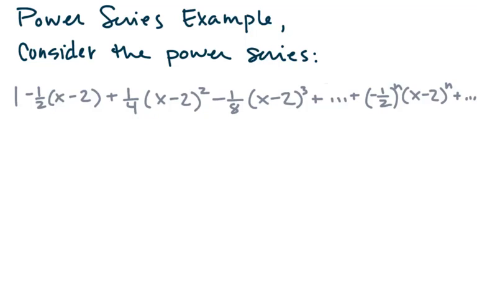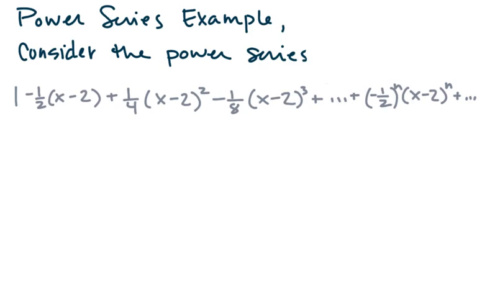So we're going to do a power series example. We're going to consider this power series that's already written out for us. So 1 minus 1/2 times (x minus 2), and you can think about that as being to an invisible 1 power, plus 1/4, which is 2 squared, (x minus 2) to the second power, minus 1/8, there's a 2 cubed, (x minus 2) to the third power.